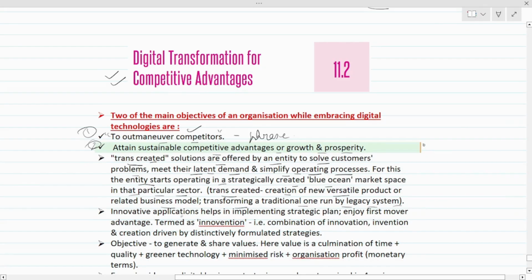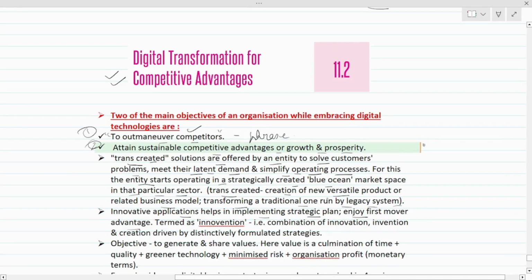When innovative applications help in implementing the strategic plan, you enjoy first mover advantage. First mover advantage means, for example, if someone is launching, the best example would be Swiggy and Zomato, right? Now you can see there are various service delivery apps, but who was the first one who started it? Say Swiggy started it. So whenever you start first, you always have a first mover advantage, right? You get a lot of advantage. First of all, you get a bigger market share, and secondly, you can tap the customers easily. And thirdly, you can charge the price as per your convenience. So that's what this talks about.